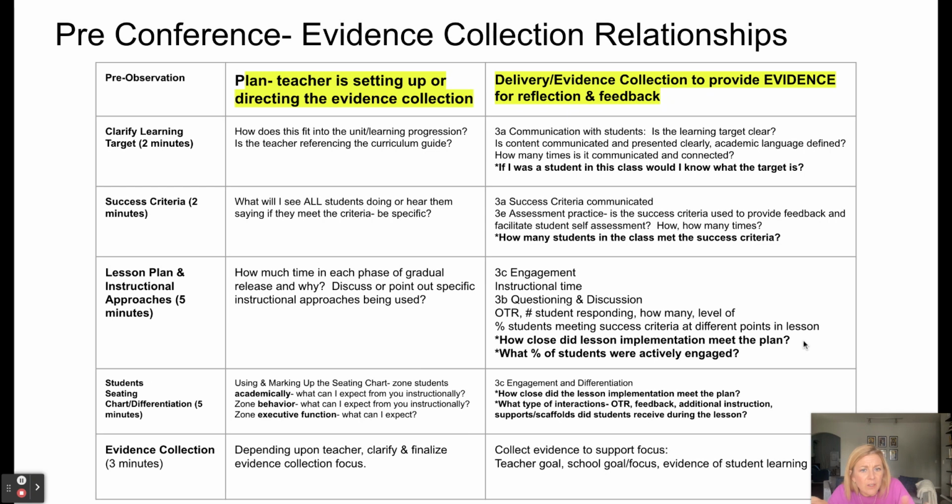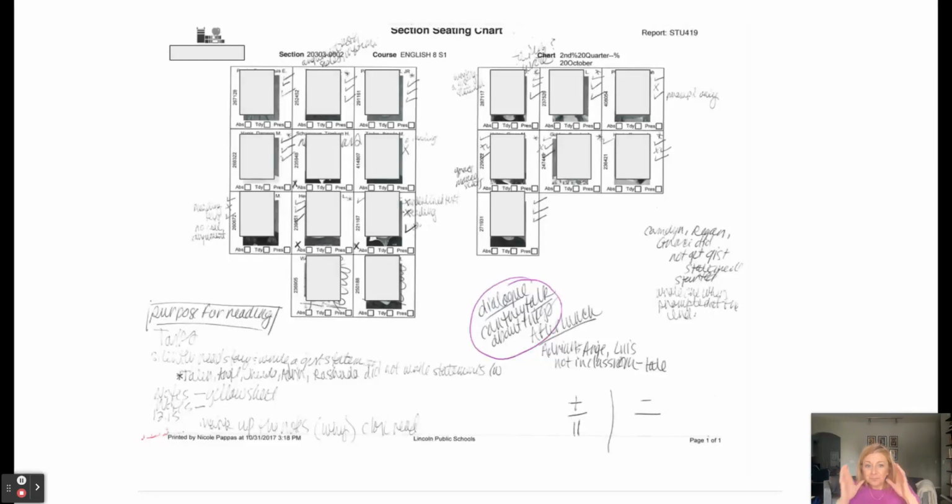I could also, like maybe it's engagement of students during different phases. So I might be collecting that data as well. So I can connect that back to that portion. So I want you to start to see how critical this pre-observation meeting is in setting up that collection of evidence. And then your job is to collect the evidence to then go back and inform the reflection.